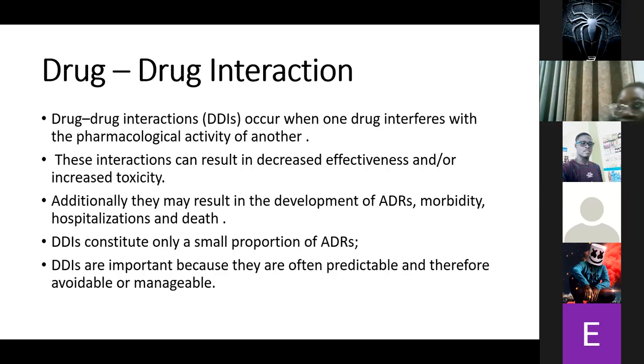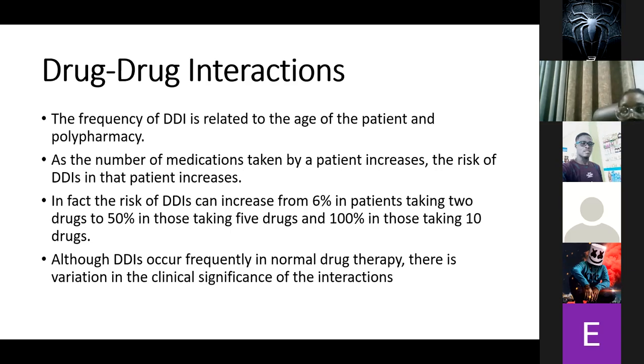So, for example, you know that when you are taking this medication, you shouldn't take this additionally, because then it will lead to negative effects. The frequency of the drug-drug interaction is related to the age of the patient and polypharmacy. Polypharmacy means prescribing so many medications to the patient. By all means, one or two of them would interact and give problems. So as the number of medications taken by the patient increases, the risk of drug interactions increases.